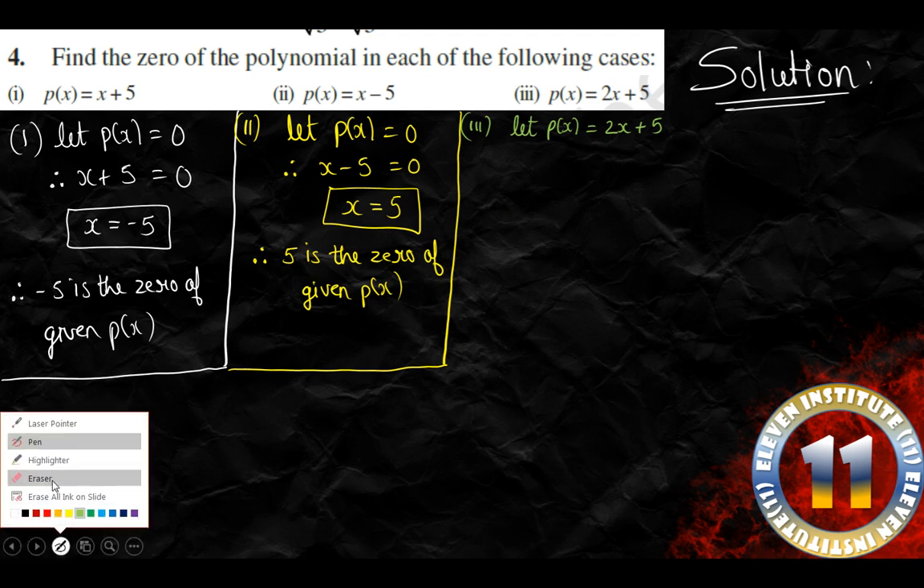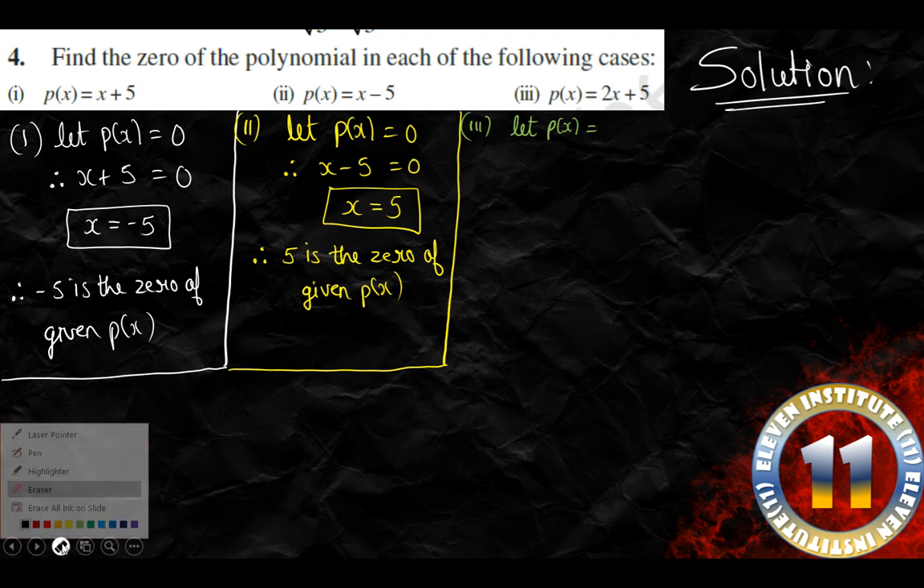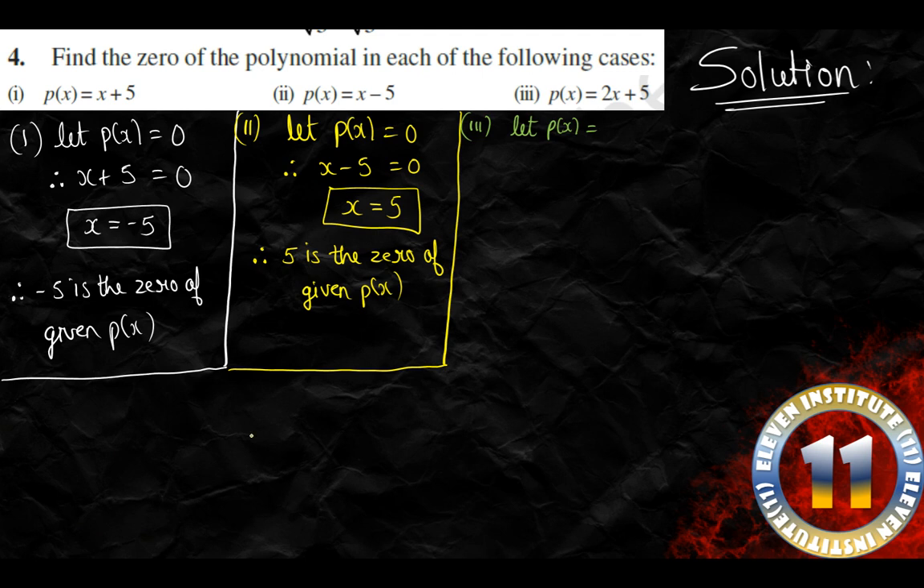But what we have to assume? We have to assume that let p(x) is equal to 0. Fine, don't be confused. So we will write over here let p(x) is equal to 0. Now instead of p(x) we will write its value. What is the value of p(x) given to us? 2x plus 5. So we can write over here 2x plus 5 is equal to 0.